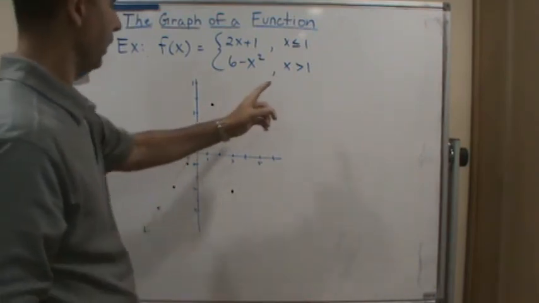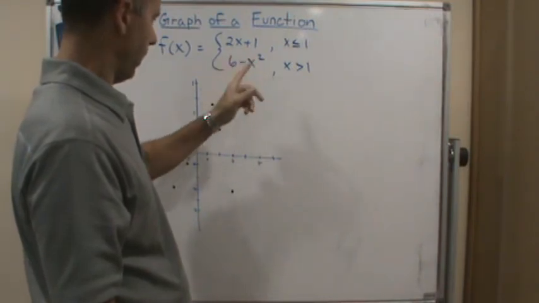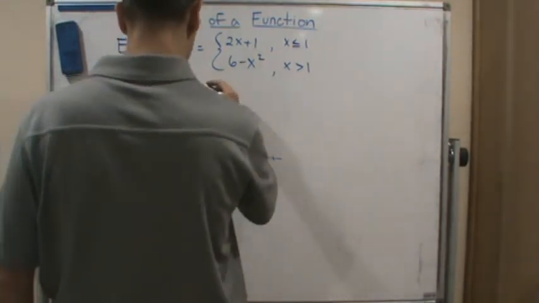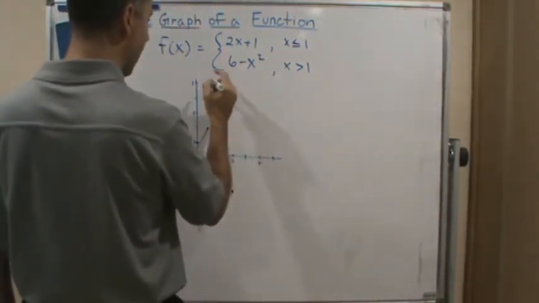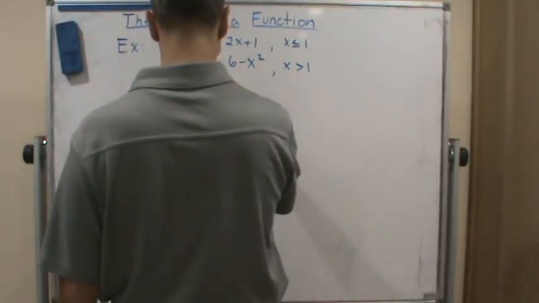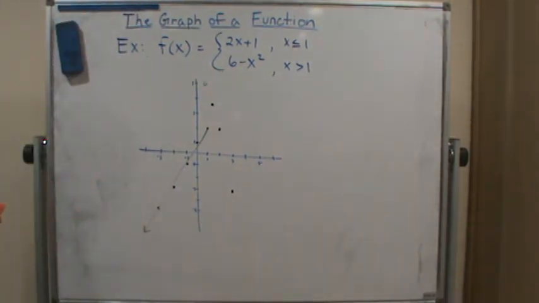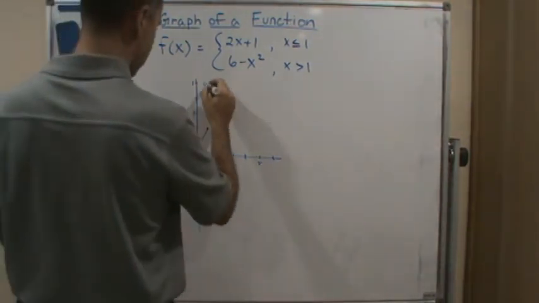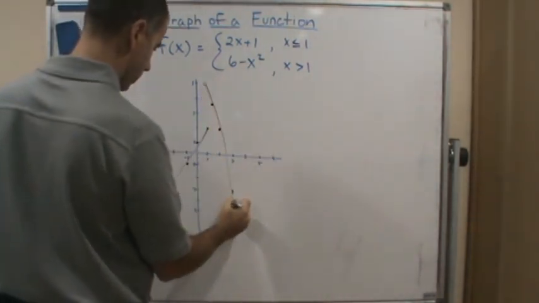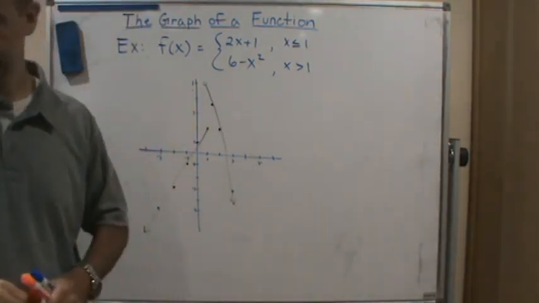Now let's stick in 1. I know it's not equal to 1, but let's stick in 1 and see what happens. 1 squared is 1, so 6 minus 1 is 5. So it looks like at 1, this is going to be a 5. Now, I'm not going to graph 5, but what I'm going to do is put an open circle. So now what I'm going to do is plot this line up to the open circle.